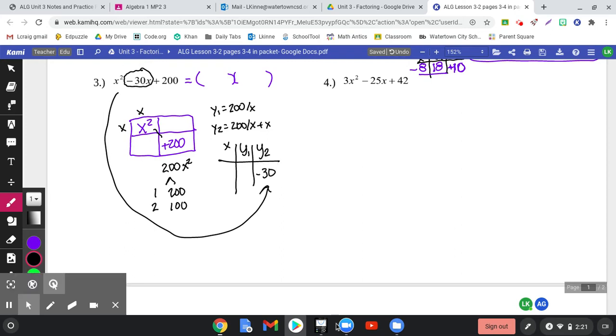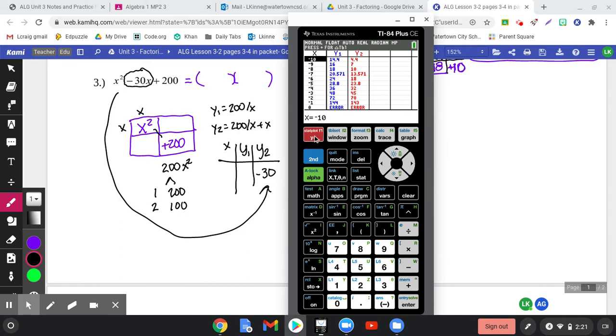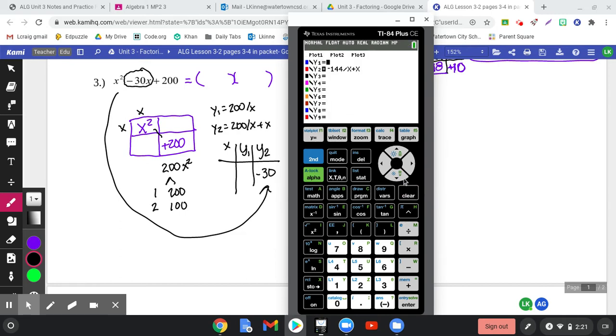All right, so let's go to the calculator. Steps are always the same. Y equals, I'm going to clear those out. Y1: 200 divided by x. Y2: 200 divided by x plus x. Second graph to go to the table.